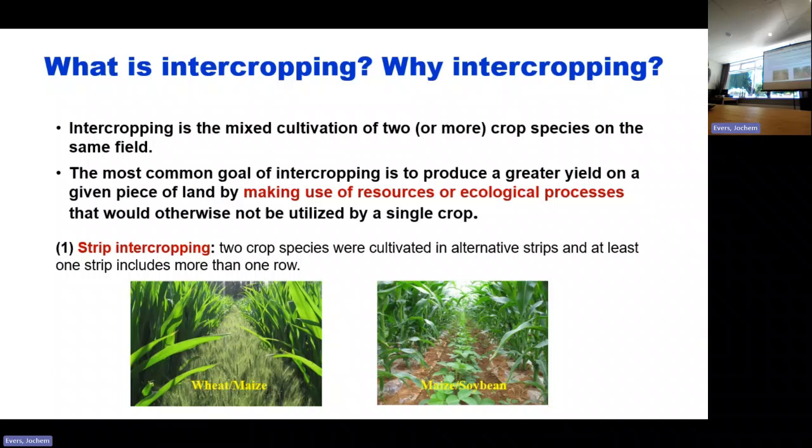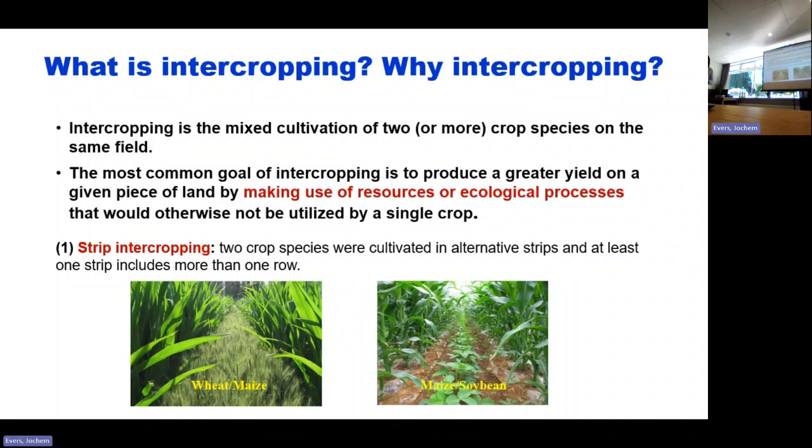intercropping. I think most of you are already familiar with this. Here I want to give a short introduction. Intercropping is the mixed cultivation of two or more crop species on the same field. The most common goal of intercropping is to produce a greater yield on a given piece of land by making use of resources or ecological processes that would otherwise not be utilized by a single crop.